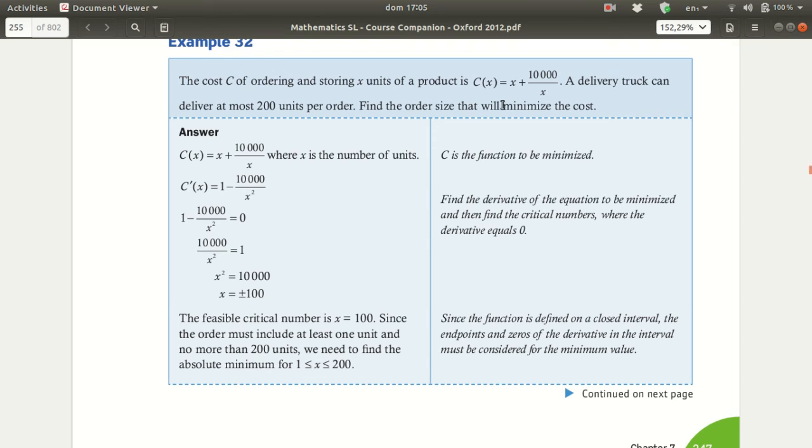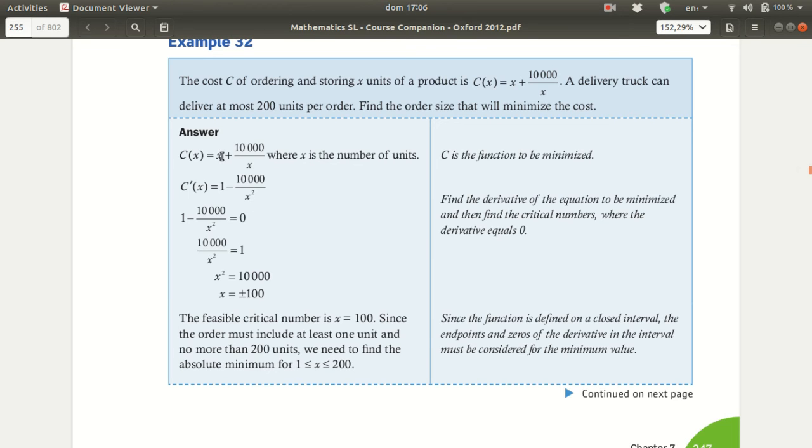So in this problem, we're going to be minimizing cost. Okay, let's see if we can identify the constraint. Here we have that the delivery truck can deliver at most 200 units per order. So this is going to be the constraint for this particular problem. Let's check out the answer now. C of X is given by this formula. In order to find the maximum, or the minimum in this case, we have to again find the derivative and find the critical points. So the derivative in this case is going to be 1 minus 10,000 over x squared.